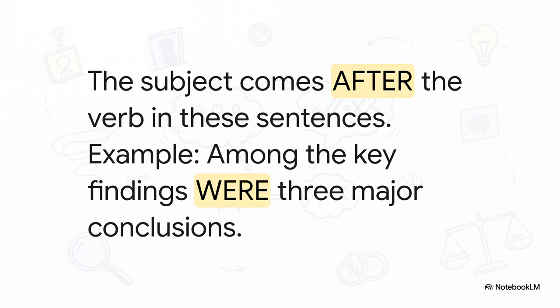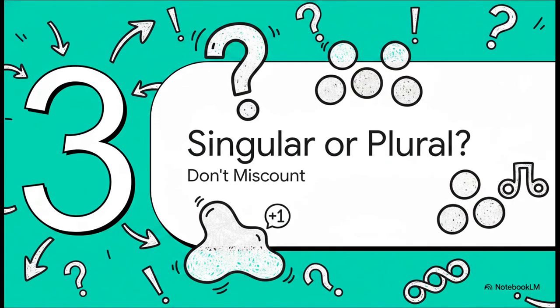Makes perfect sense. Okay, so we know how to find the subject, but now we hit trap number 2. Sometimes the subject is tricky, and it's hard to tell if it's supposed to be singular or plural. And trust me, the SAT has a list of words it knows will cause confusion.